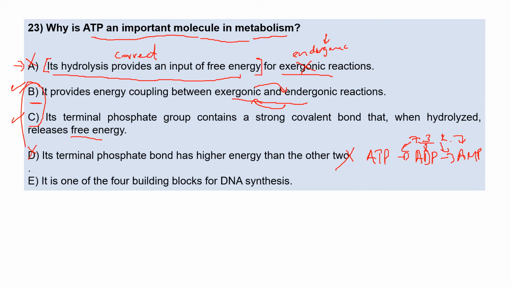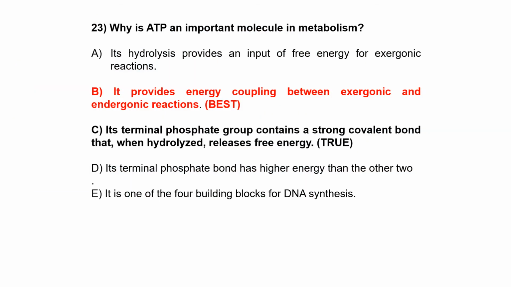And finally, E, it is one of the four building blocks of DNA synthesis. And no, this is not the main reason why ATP is important in metabolism. Definitely, and this is adenosine. It's a very similar molecule, but definitely this is not the right answer. So we have to pick between these two, B and C.